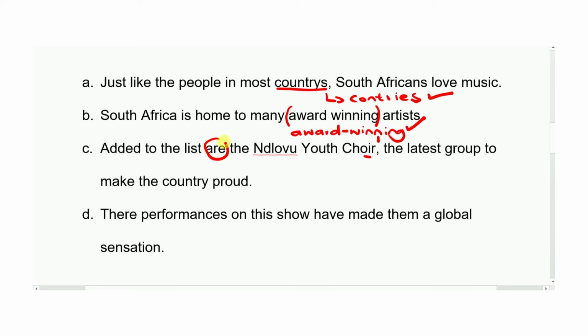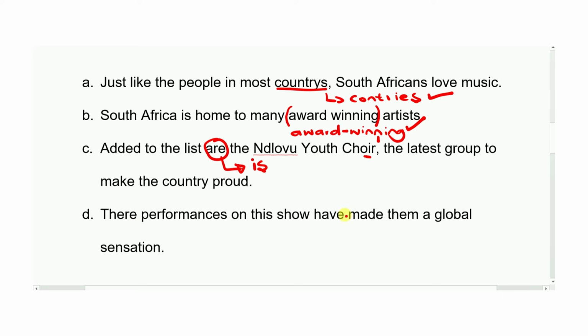So therefore we cannot use the auxiliary are, because are is used for plural. So it means that the error that we need to correct here is concord because the words do not agree. You're supposed to have the word is. So it's supposed to be added to the list is the Ndlovu Youth Choir. Now can you hear, once I add the word is, the sentence does flow. That means the issue here was what? It was concord.